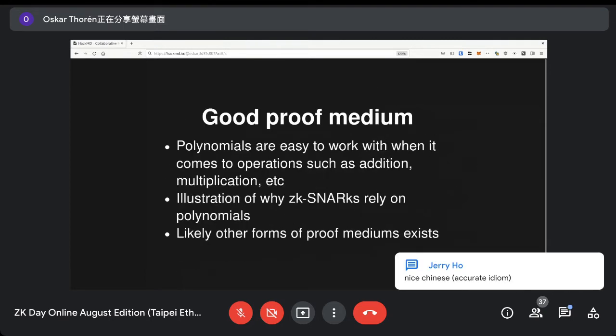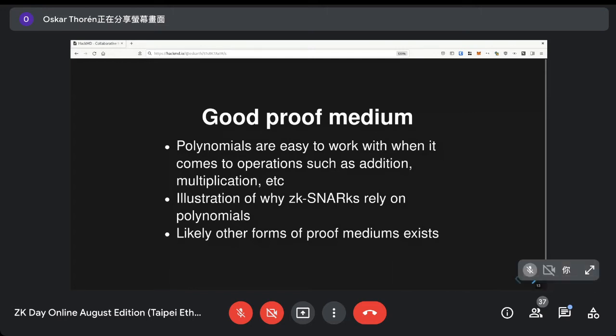Polynomials are very easy to work with when it comes to operations like addition and multiplication. Hopefully this gives us some illustration of why zk-SNARKs rely on polynomials, in contrast with the naive proof we saw initially. But it's also likely that there are other forms of proof mediums that exist.